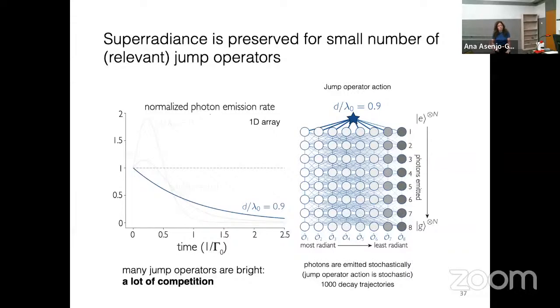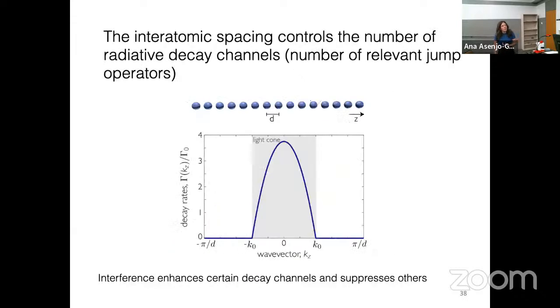Okay, so this seems to confirm our intuition, that is the competition between jump operators is what kills superradiance. So dissipation gives you superradiance, dissipation takes away superradiance. So it can go both ways. And so just to mention, the interatomic spacing is actually the parameter that controls the number of important decay channels.